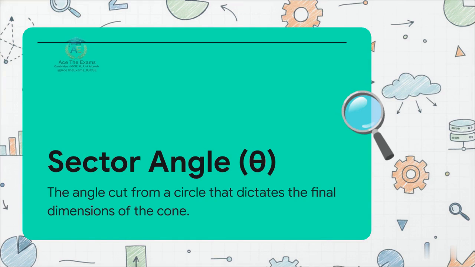Here is the truly mind-bending part of this investigation. The size of that slice you remove, meaning the exact angle of theta, completely, 100% dictates every single dimension of your newly constructed cone. By changing that one angle, you change the cone's base circumference, its base radius, its vertical height, and ultimately, its total internal volume. It is a brilliant example of mathematical variables interacting in real time.